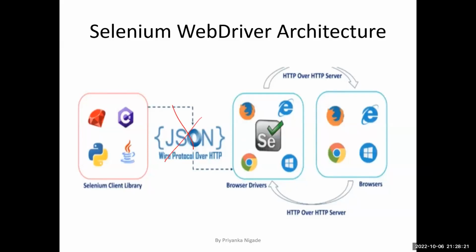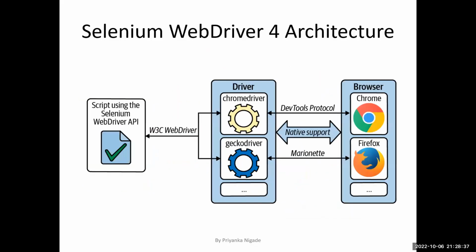Previously we followed JSON. Now we have W3C. This is the architecture for Selenium 4. Only this is the change they have made. And yes, some other changes are also there, like methods and all, which they have updated in Selenium 4. That I will cover in the practical part. So you can refer to this Selenium 4 version architecture.